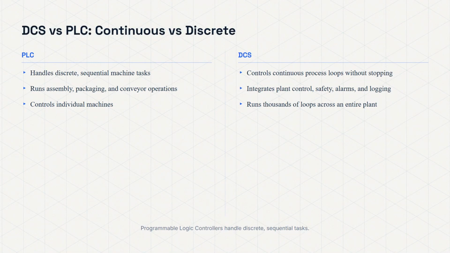Programmable logic controllers handle discrete, sequential tasks. Do step A, then step B, then step C. Assemble parts, package products, move items down a line. A DCS handles continuous process control, chemical reactions, distillation columns, temperature and pressure loops that run without stopping. A large refinery has thousands of these control loops running simultaneously. At that scale, a DCS integrates the entire plant's control, safety systems, alarms, and data logging into a unified architecture. A PLC handles a machine. A DCS runs a plant.